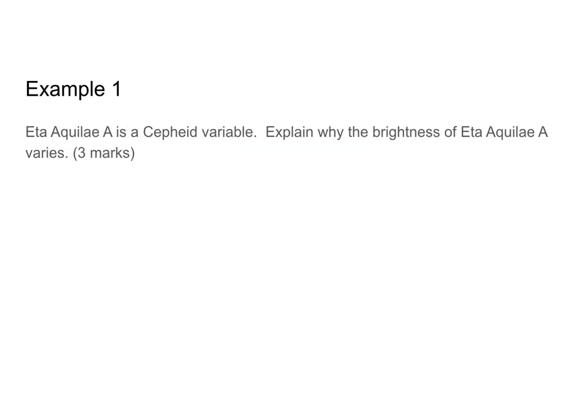So let's take an example of an IB style question. Eta Aquilae A is a Cepheid variable. Explain why the brightness of Eta Aquilae A varies. I'm going to ask you to take a moment, look at the definition of a Cepheid variable and your notes from the previous slide, and see if you can pause the video and come up with an answer to this question. Before you pause, really quickly, please note this question is 3 marks. Remember that means you need to make 3 points in your answer. Okay, now pause the video.